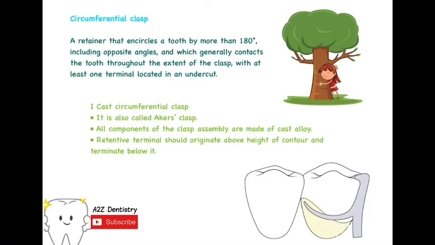Now this circumferential clasp can be further divided as either a cast circumferential clasp or a combination clasp. The cast circumferential clasp is also known as the Akers clasp. In this, all the components of the clasp assembly are made up of a cast alloy, therefore it is called cast. Circumferential is a type, meaning that it will encircle the tooth, and it will be made up of a cast alloy, right? The retentive terminal must originate above the height of contour and terminate below it.